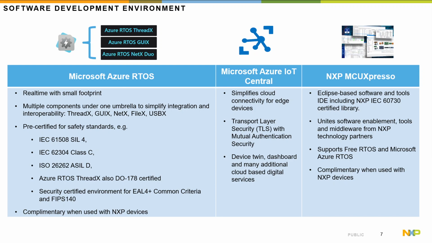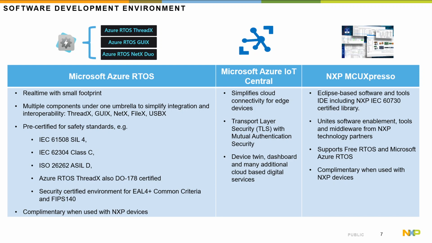Then from a cloud perspective, we've chosen Azure IoT Central. Fundamentally because it did simplify that cloud connectivity, but as important was having that secure TLS connection, which also supported mutual authentication, which we need. And we're also then able to have that device twin dashboard in the cloud for visualization, and then giving access to some of the other services that are available for analytics, etc.